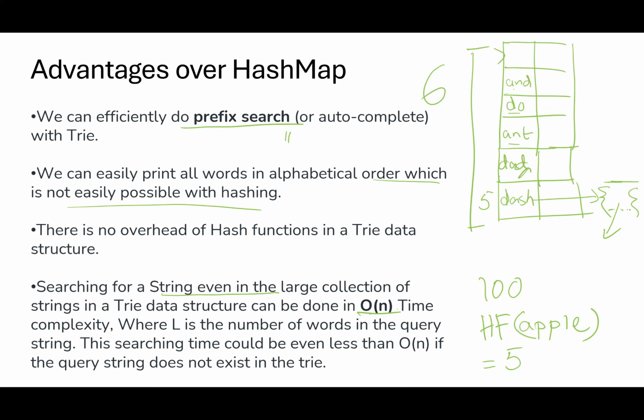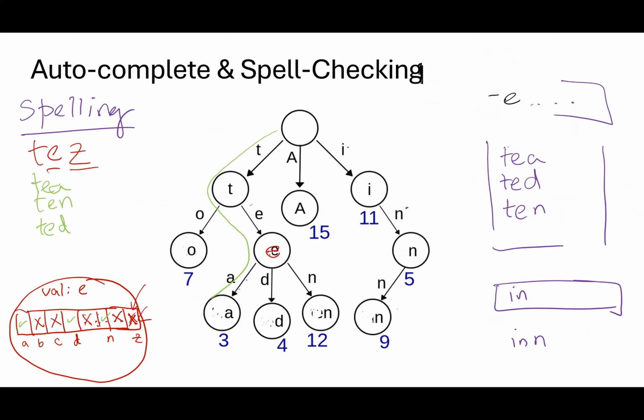So overall, that's it about the trie data structure. We talked about the trie data structure, how a trie node looks like, how to insert into it, how to search for a string or a prefix in a trie data structure. And then we talked about the advantages of the trie data structure over a hash map. And we talked about two applications of the trie data structure. One is autocomplete and the other one is spelling check. So that's it for today.